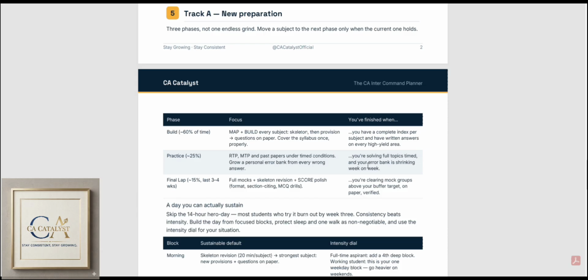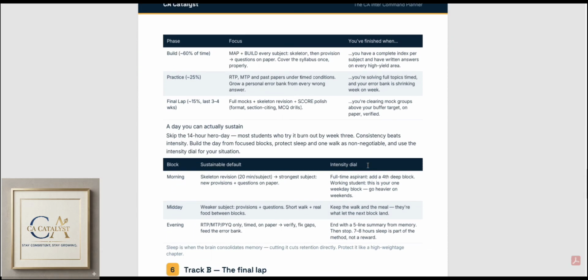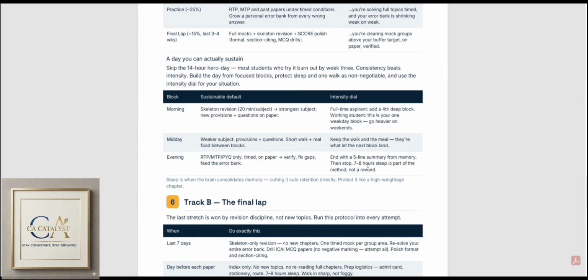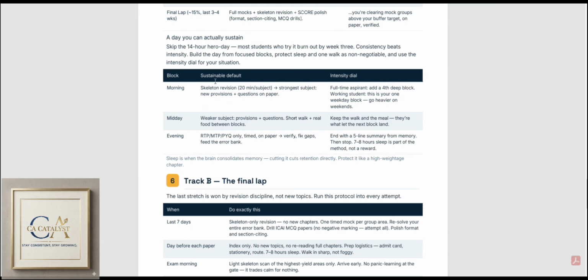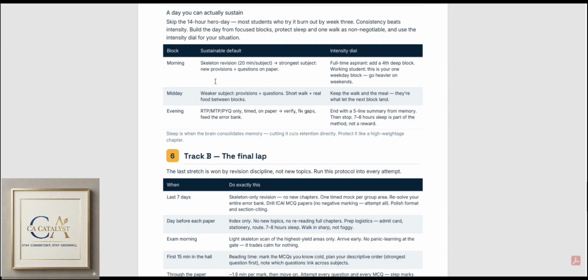You visualize all of these things, you write mock group questions, and try to score above the buffer. Buffer in the sense that when you write the test, you will feel motivated and high, and this is how you target above the buffer, so that you are sustained. Now skip the 14-hour hero day, because once this is done, in the last day or last week of revision, you should not be sitting and studying for 14 hours. Skip that.